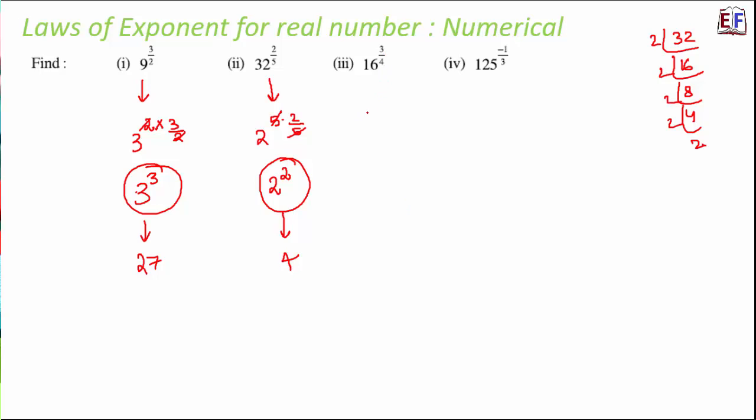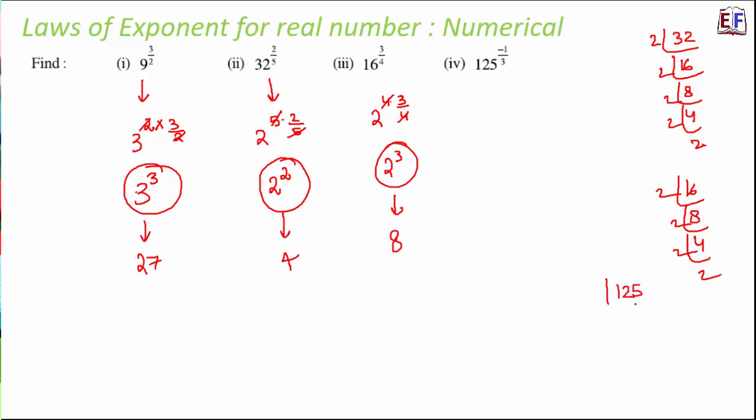16 to the power 3 by 4. So 16 can be written as 2 8s are 16, 2 4s are 8, 2 2s are 4. So this is 2 to the power 4 multiplied by 3 by 4. So the 4s will get cancelled. This is 2 to the power 3 and that is equal to 8. 125 to the power minus 1 by 3. So what is 125? 5 into 25, 5 into 5. So 5 to the power 3 multiplied by minus 1 by 3. So 3 will get cancelled. This is 5 to the power minus 1 which is equal to 1 by 5.